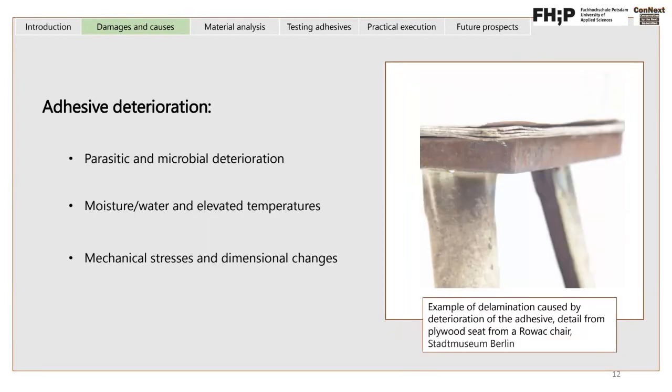Aging and deterioration processes of the materials play a great role. For instance, delaminations of the layers often occur due to the deterioration of the adhesive. The deterioration of the adhesive can be caused by parasitic and microbial deterioration, or influenced by moisture and or water, especially combined with elevated temperatures, and mechanical strain on the objects or dimensional changes of the veneers.